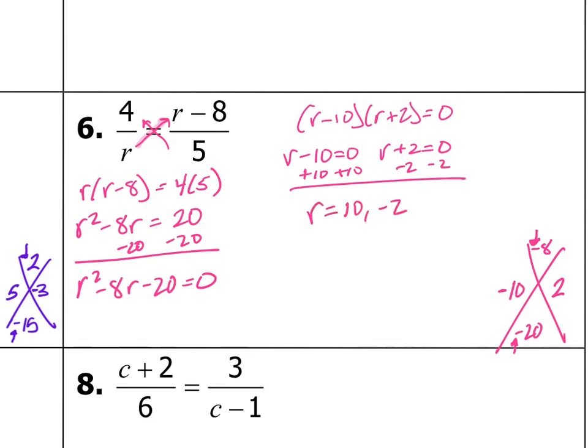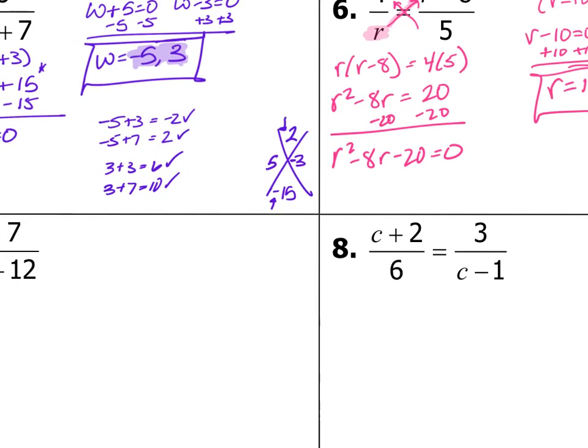And this one's easy to check because I just have an R, with nothing adding or subtracting to it. So if neither one of my answers is 0, I do not have an extraneous solution. So my answers are 10 and negative 2. Awesome. That was pretty easy. Okay, on to the next one.